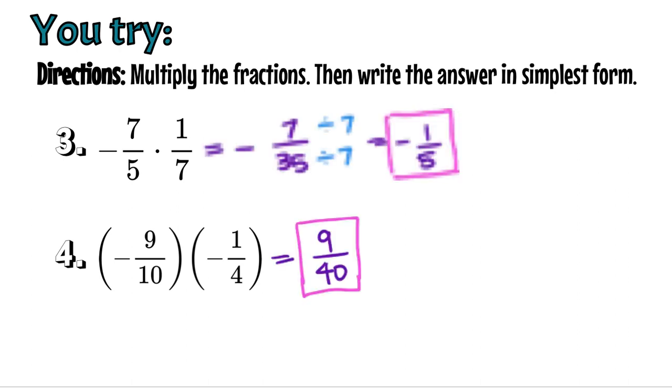Hopefully you paused the video and tried these on your own and found that -7/5 times 1/7 equals -7/35. But then we can simplify this fraction. Both numerator and denominator divide evenly by 7. So we simplify the fraction to -1/5. Number 4 is just 9/40. Remember also that you have a negative here and a positive here, so our answer is negative. And here we have a negative times a negative, which means our answer is positive.